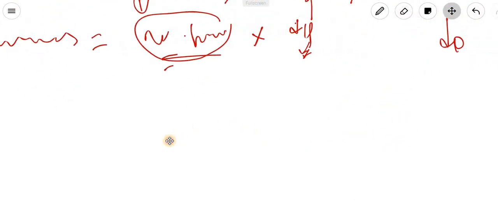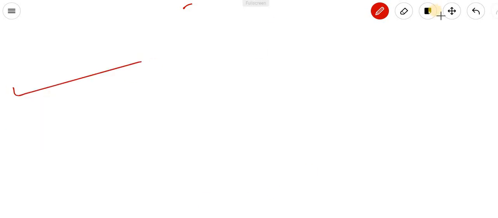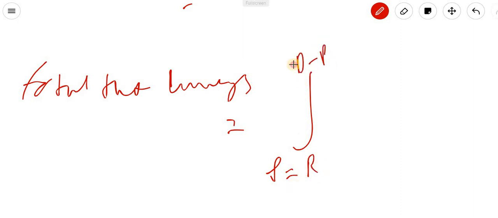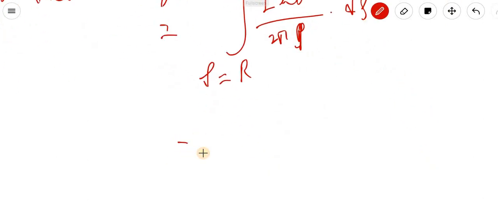Now the total flux linkages. The total flux would be integrated from R to D minus R, where D is the center to center distance of the two conductors, of mu naught I by 2 pi rho d rho. So from this, what will we get?